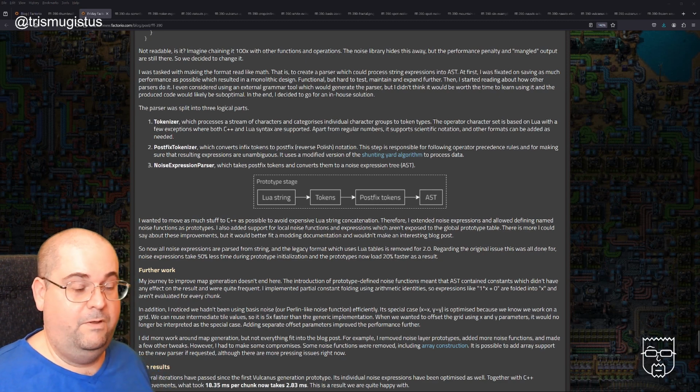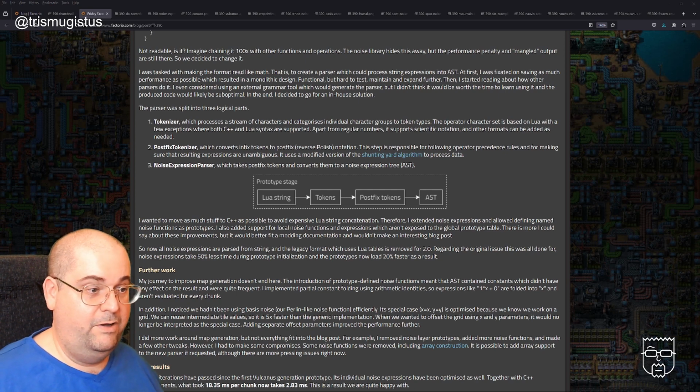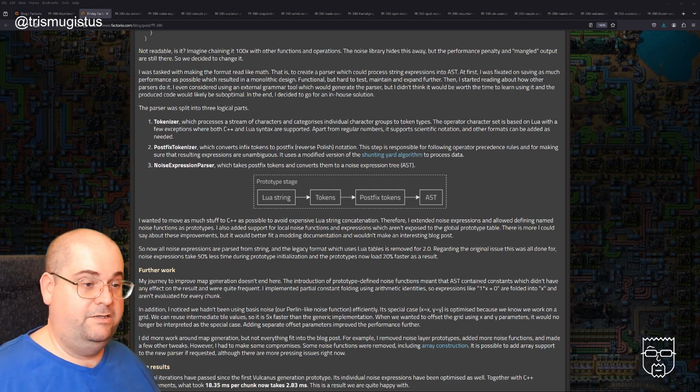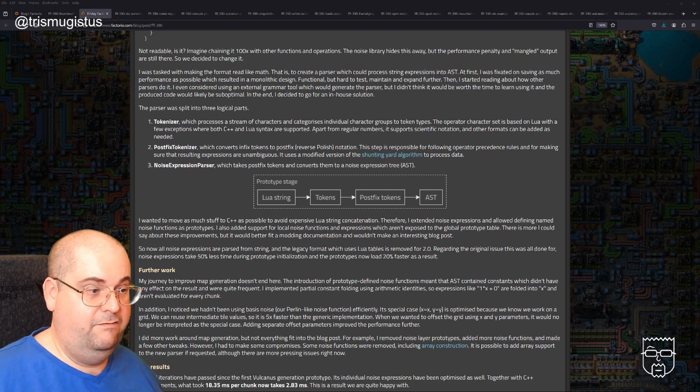2. Postfix tokenizer, which converts infix tokens to postfix reverse Polish notation. This step is responsible for following operator procedure rules and for making sure that resulting expressions are unambiguous. It uses a modified version of the shunting yard algorithm to process data. 3. Noise expression parser, which takes postfix tokens and converts them to a noise expression tree, AST.